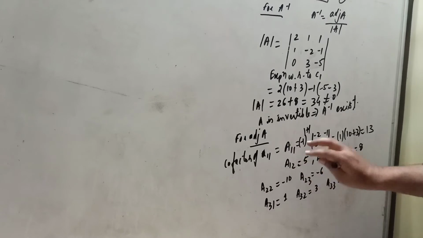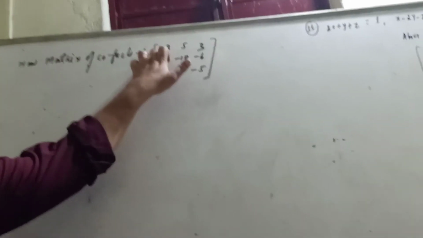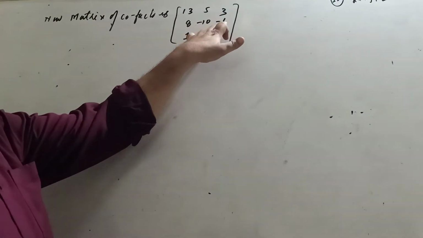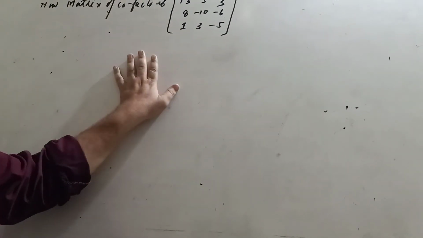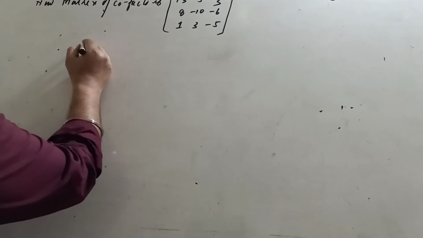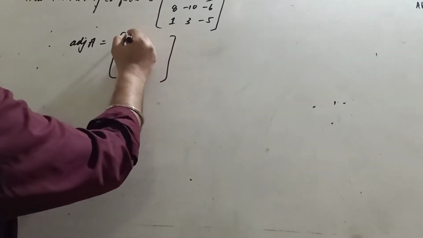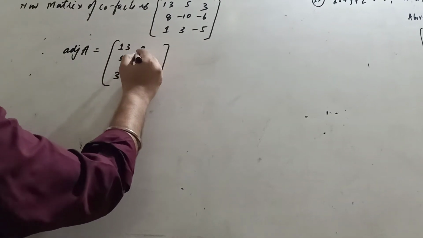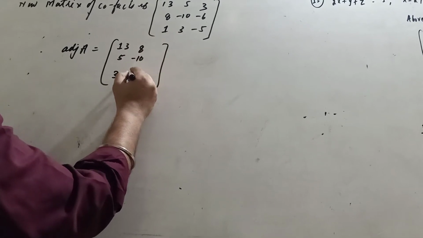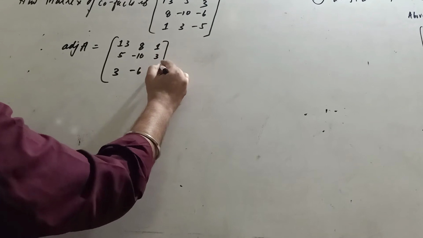After finding cofactors, we have to substitute these cofactors in their respective positions. So the matrix of cofactors is 13, 5, 3, 8, minus 10, minus 6, 1, 3, minus 5. Remember that you have to find its transpose. That will be the adjoint. So adjoint of matrix A is its transpose. First row will become first column 13, 5, 3. Second row will become second column 8, minus 10, minus 6. Third row will become third column 1, 3, minus 5.